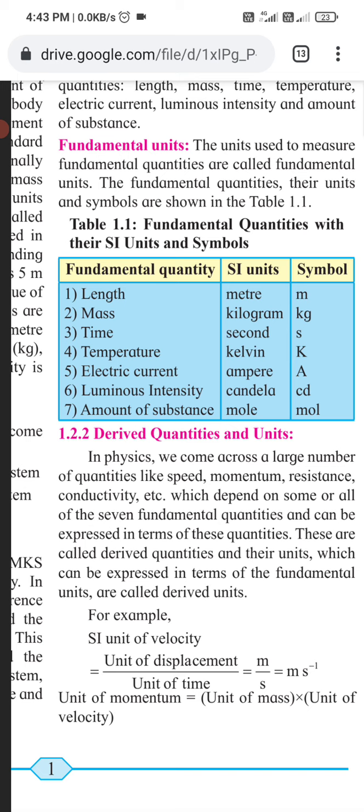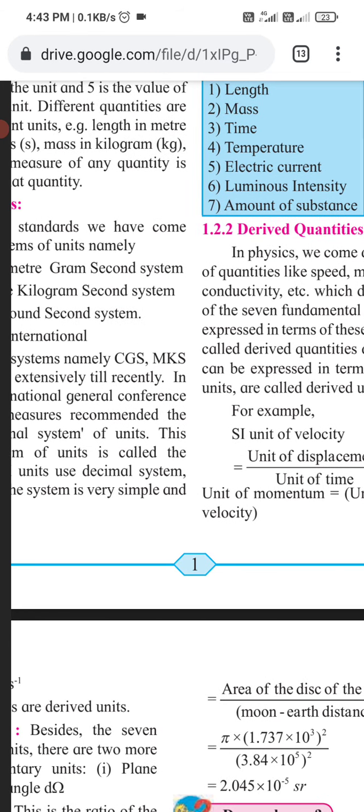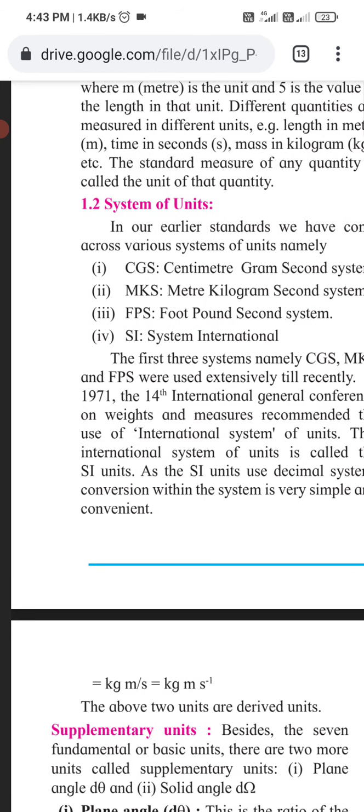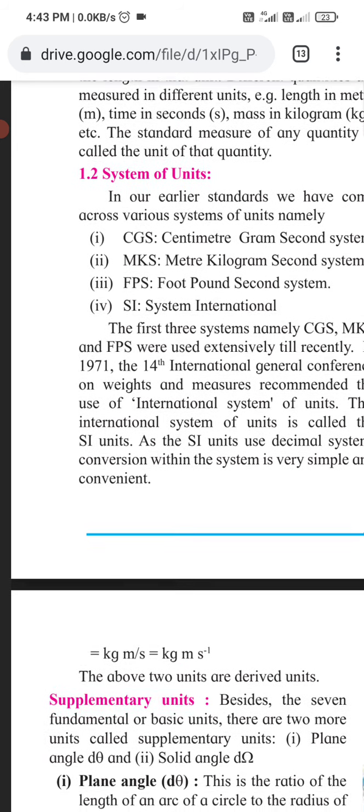Unit of momentum is unit of mass multiplied by unit of velocity, that is kg meter per second or kg m s inverse.